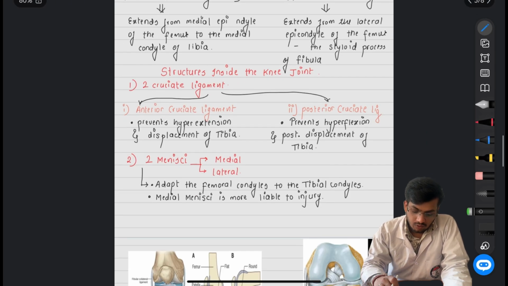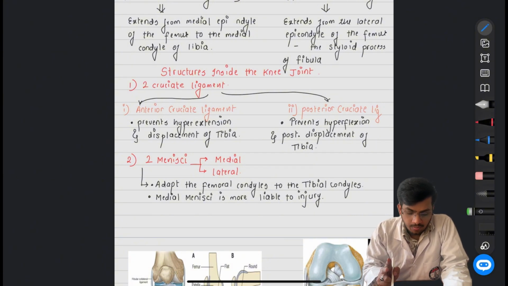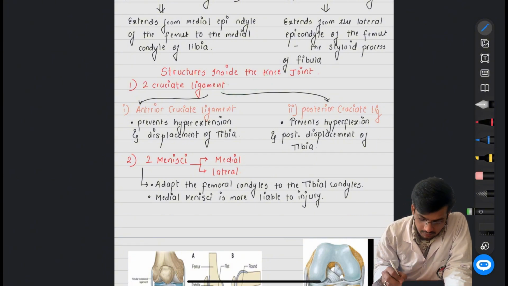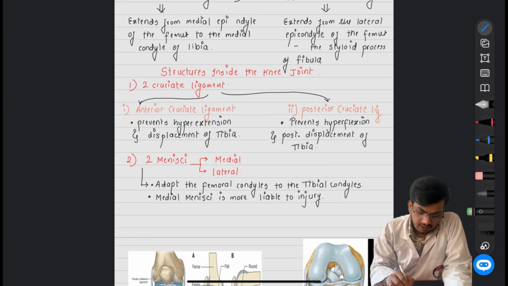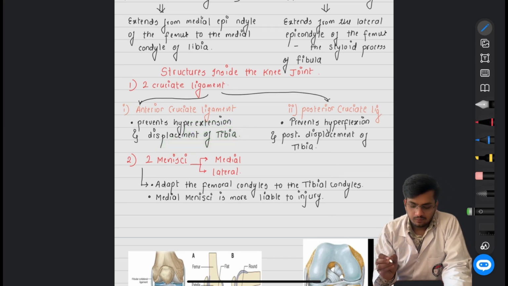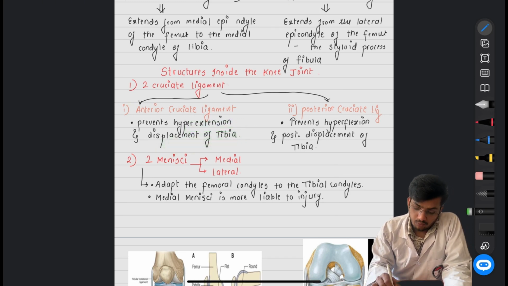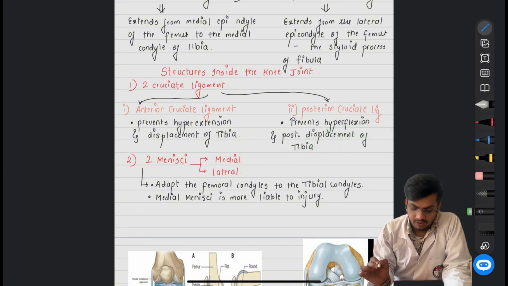Next, we have the structures inside the knee joint. We have two important structures present inside the knee joint: two cruciate ligaments and two menisci. We have the anterior cruciate ligament, ACL, and the posterior cruciate ligament, PCL. What is the main function of the anterior cruciate ligament? It prevents hyperextension and anterior displacement of the tibia. Next, we have the posterior cruciate ligament, which prevents hyperflexion and posterior displacement of the tibia.